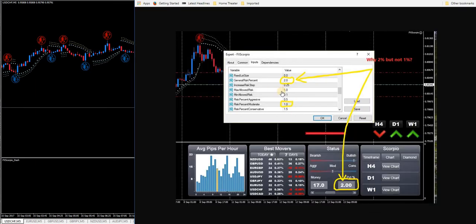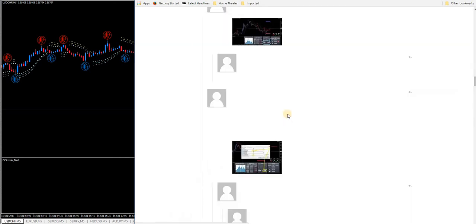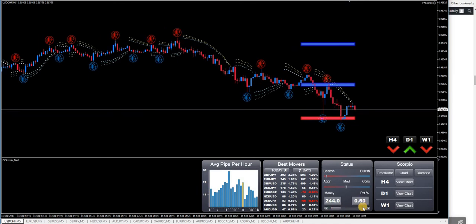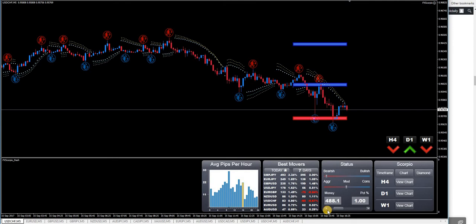Let me see what he's talking about here. General risk percent 2, risk percent 1. Why 2% but not 1%? Personally, when I do it, I just set it down here. Or either you can move this like so.